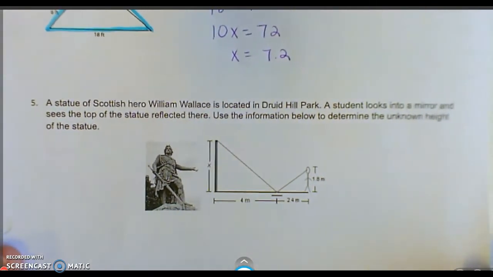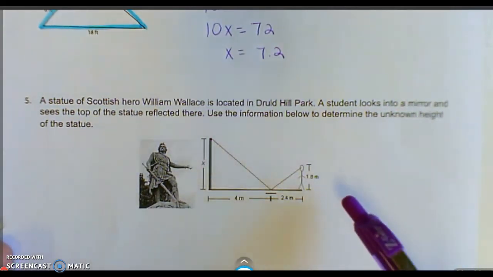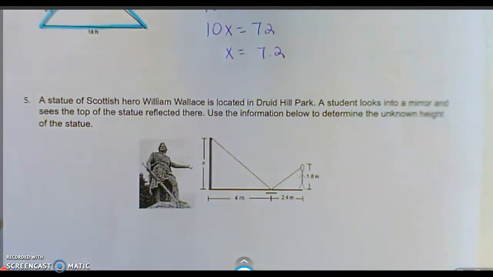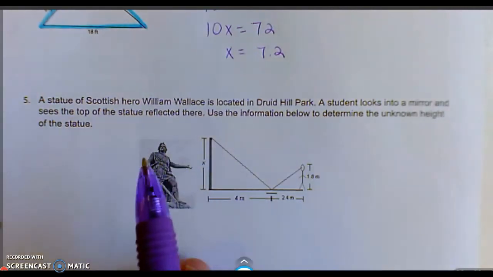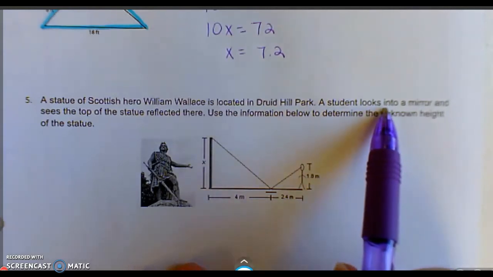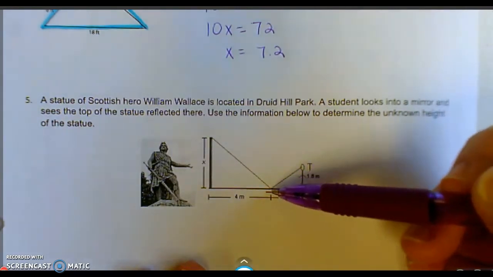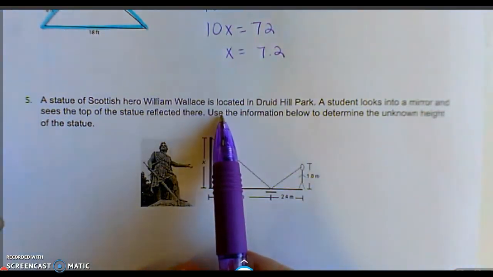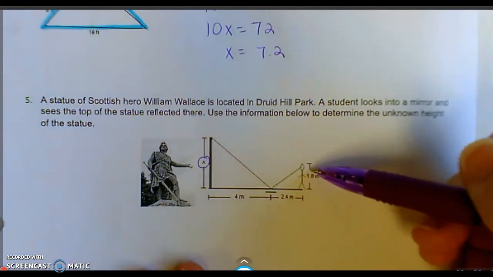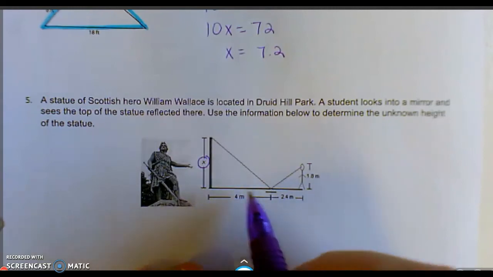Last example, I went ahead and drew this picture for you. You will see some problems that talk about this mirror kind of situation, and this is the way the picture will look if you need to use it. So it says we have the Scottish hero William Wallace in Druid Hill Park. A student looks into a mirror and sees the top of the statue reflected here. So here's the student looking into the mirror, and we see the top here. Use the information to determine the unknown height of the statue. So we're looking for this. Here's the student and the student's height. This is how far away he is from the mirror and how far the mirror is from the statue.